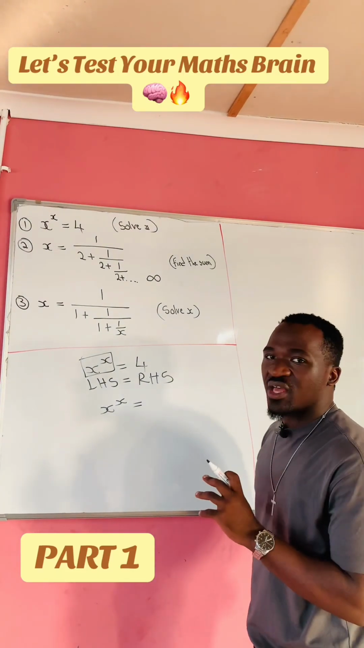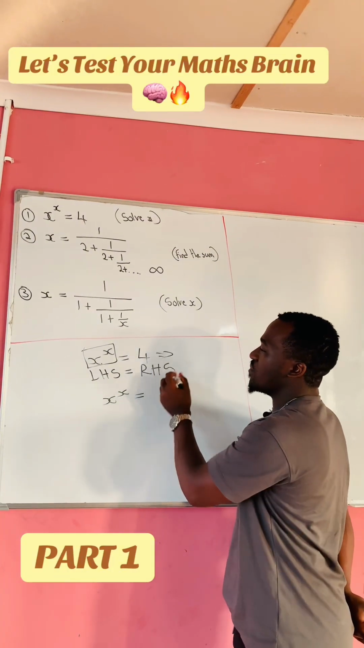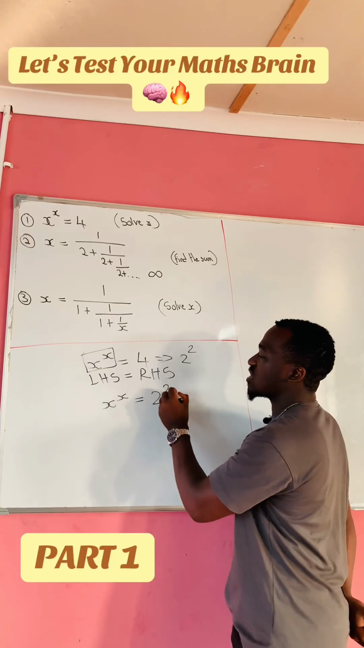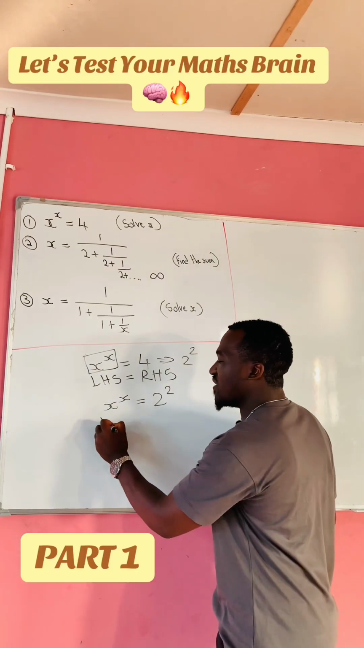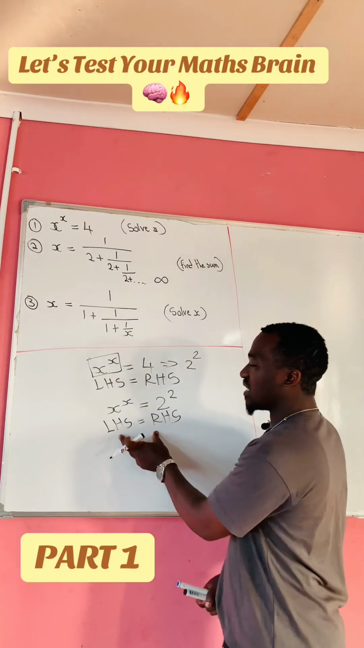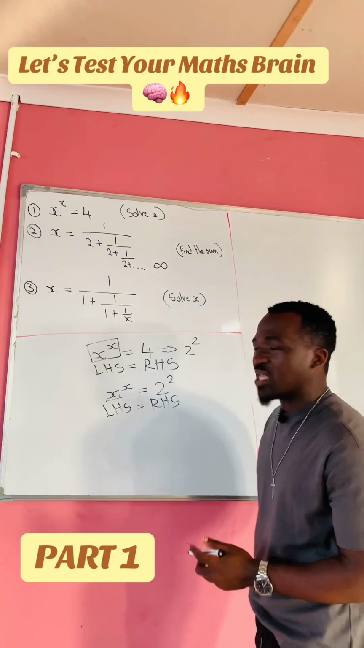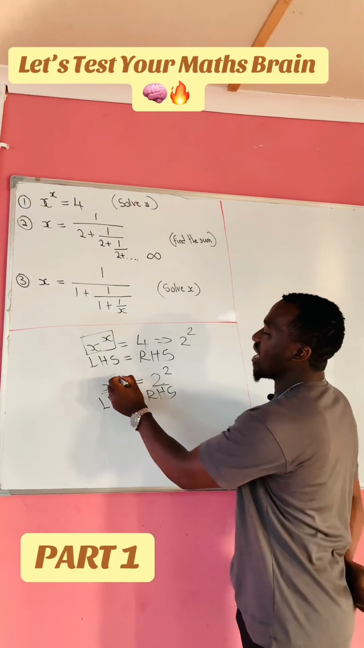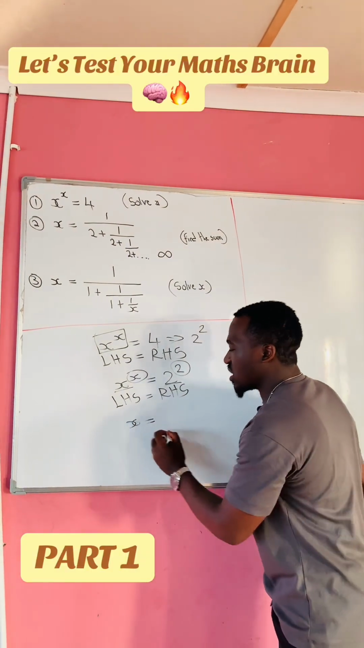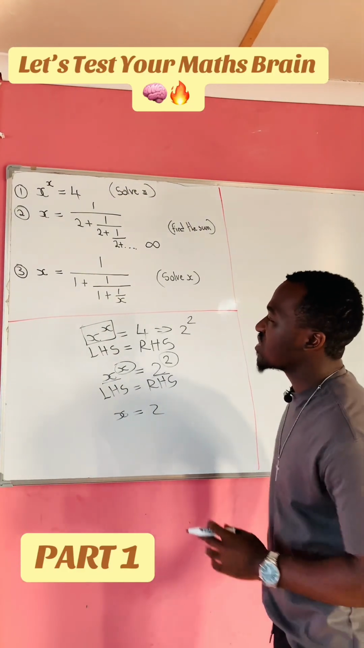How can we make 4 the very same thing as x to the exponent of x? We know very well that the prime factorization of 4 can only be 2 to the exponent of 2. So if we write here 2 to the exponent of 2, we can see that the left-hand side equals the right-hand side. Once we prove that, we know that x is the base, 2 is the base, and x here is the exponent, and this 2 is the exponent. So our x is simply equal to 2. Then we are done with the first one.